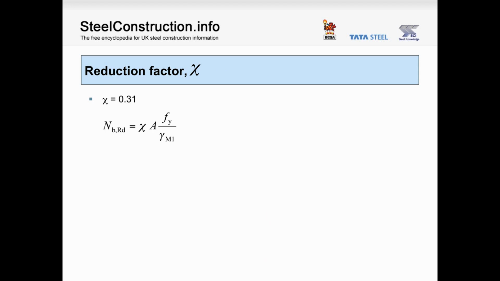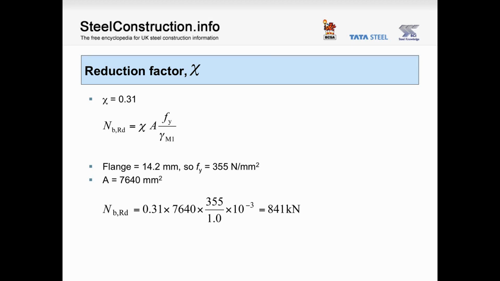We can then calculate the resistance, chi times area times yield divided by gamma m1. The strength we should use depends on the material thickness. The flange is less than 16 millimeters, so therefore we will use 355 newtons per square millimeter. We pick up the gross area from section property tables and we calculate the resistance therefore as 841 kilonewtons.